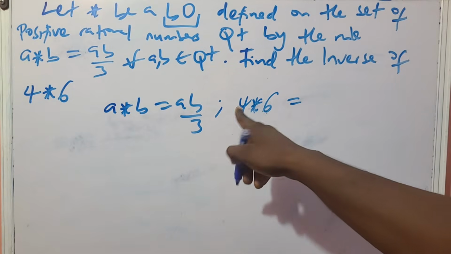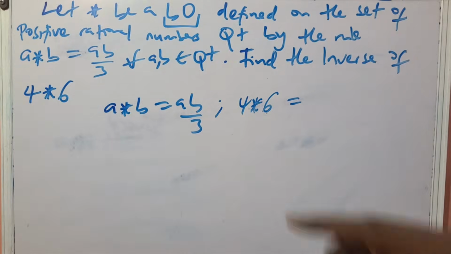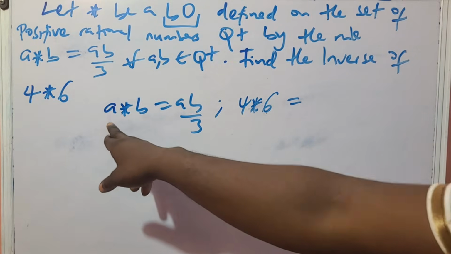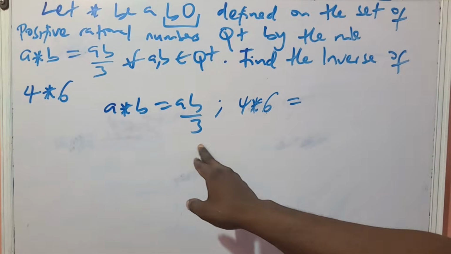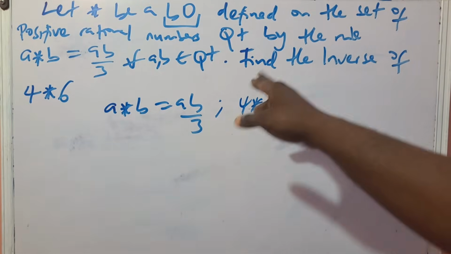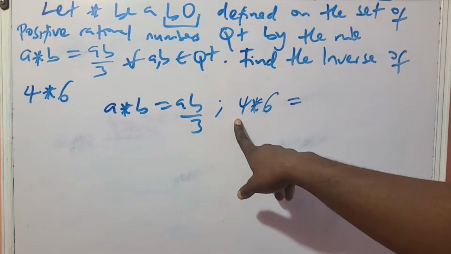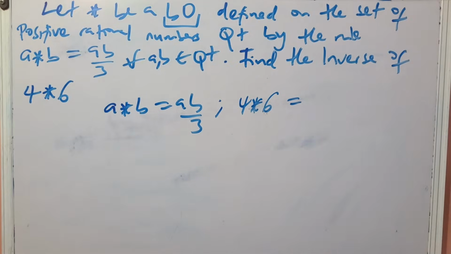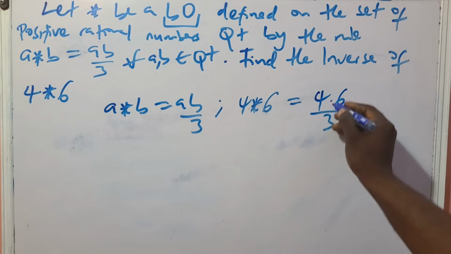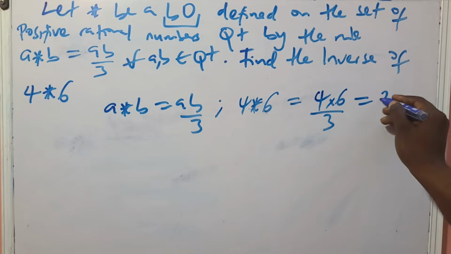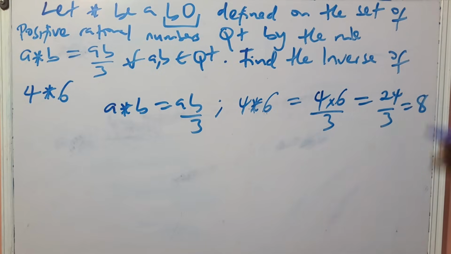So if I say go on to find 4 star 6, you would say 4 star 6 equals, I always like to tell people that this is first, second. So first star second equals the first times the second over 3. That was the rule of the binary operation. So 4 was the first and 6 was the second. That means this will be 4 times 6 over 3, which is 24 over 3, and that gives you 8. This is what you would have gotten if you were told to find 4 star 6.